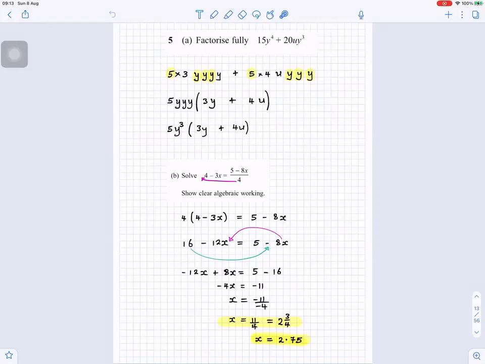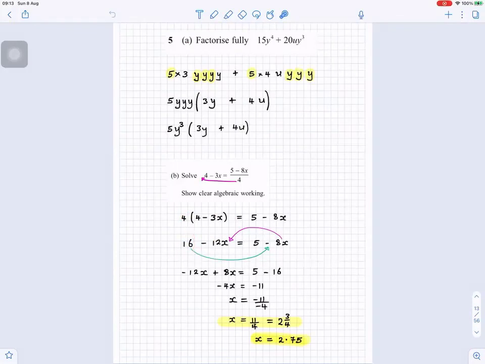Part B, solve 4 minus 3x equals 5 minus 8x over 4. It's divided by 4 on the right. You take it to the left, it becomes times 4. So it becomes 4 times 4 minus 4 times 3x. 4 times 4 is 16. 4 times minus 3x is minus 12x.